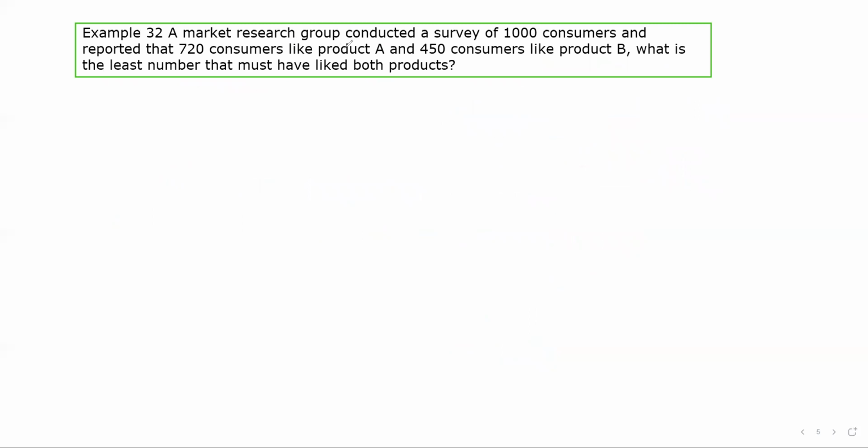A market research worker conducted a survey of 1,000 consumers and reported that 720 consumers like product A and 450 like product B. What is the least number that must like both the products? Now, the survey reported that 720 consumers like product A. Let n(A) be the number of consumers who like product A, equal to 720, and n(B) be the number of consumers who like product B. This is equal to 450.